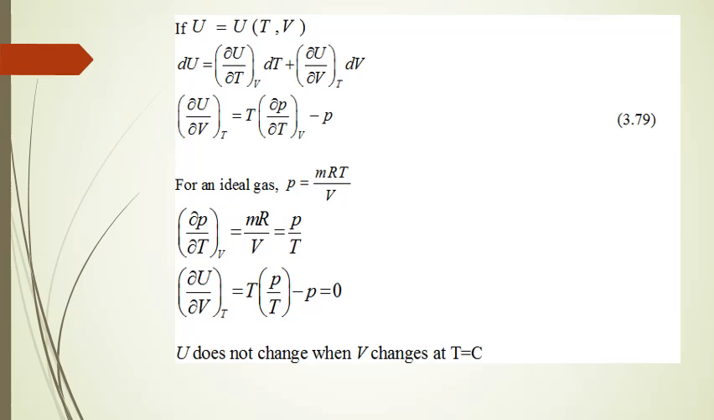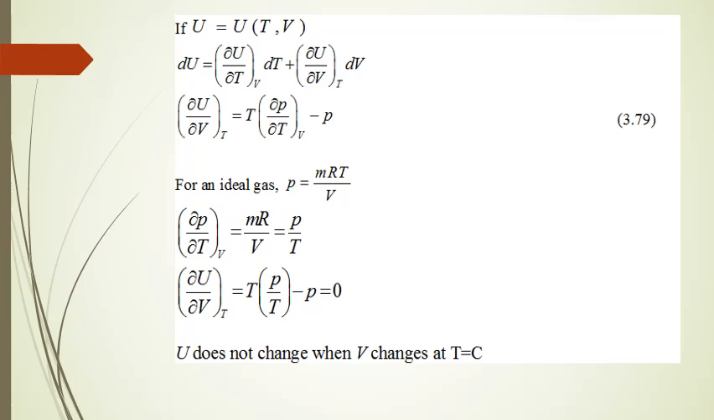Now if U is a function of temperature and volume, then we can say dU is equal to del U upon del T when V is constant into dT plus del U upon del V when T is constant into dV. Now comparing the two equations, this equation and the equation on the previous slide, we get del U upon del V when temperature is constant is equal to T into del P upon del T when V is constant minus P.